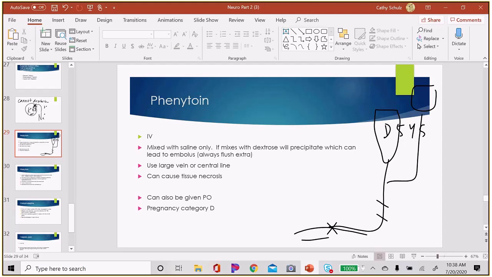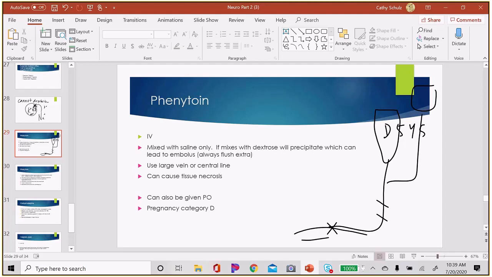Phenytoin is a vesicant, and so if the IV is in the subcutaneous tissue and the medication gets into the subcutaneous tissue, the patient can experience necrosis, so you have to be very careful about the IV line.